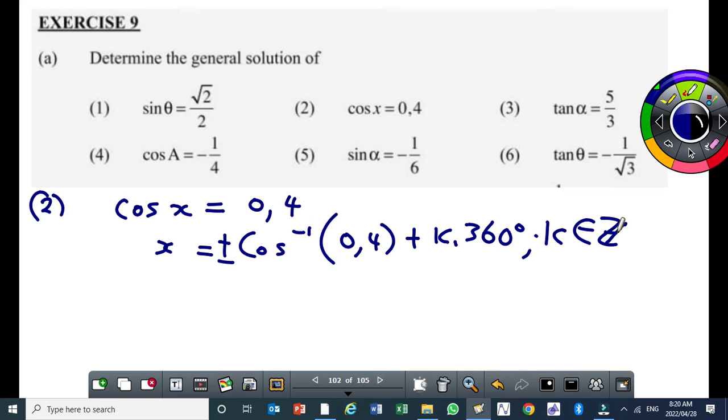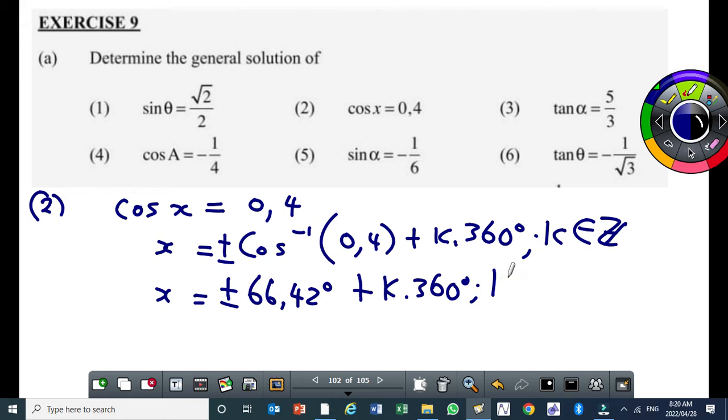Then you need to take out your calculator there. What is shift cosine of 0.4 to two decimal places? So that will be 66.42 degrees plus k times 360 degrees, where k is an integer.